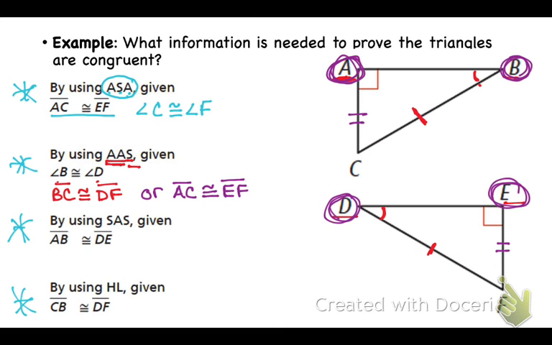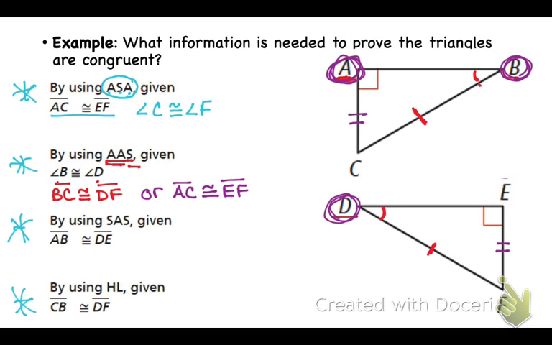Could I pair BC with EF? No, because they're not corresponding parts, are they? They are not corresponding parts, so I can't group those. So just make sure you keep your corresponding pieces together. Make sense? Okay, next one.